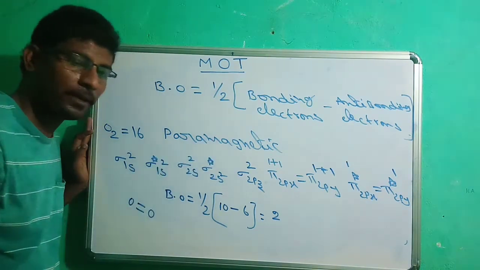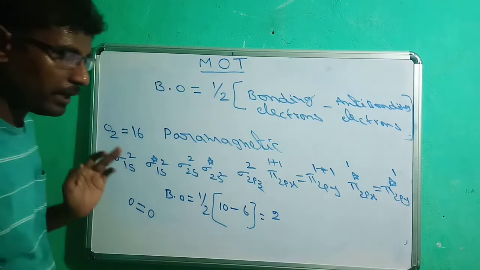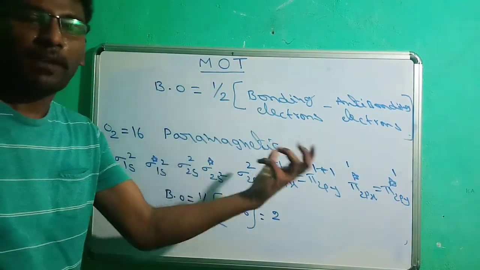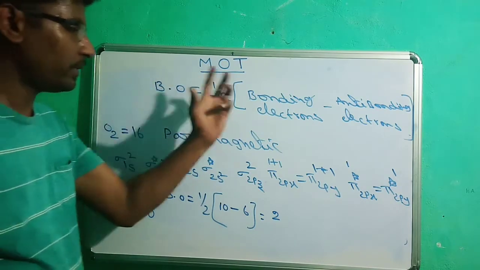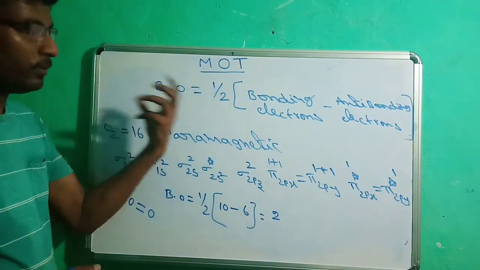Also we can identify the magnetic nature of the molecule. A molecule must be paramagnetic if it has unpaired electrons, and diamagnetic if it has paired electrons. So with the help of this molecular orbital theory, we can identify either bond order or magnetic nature.